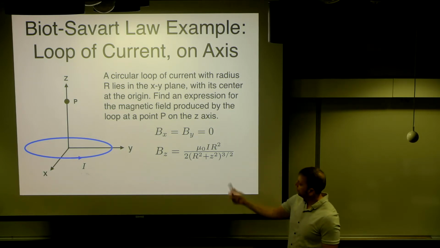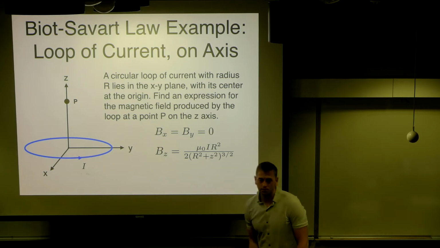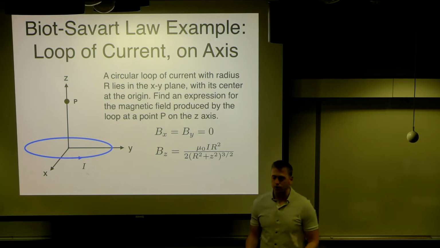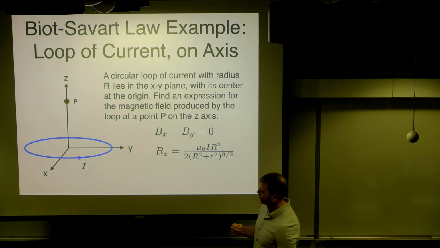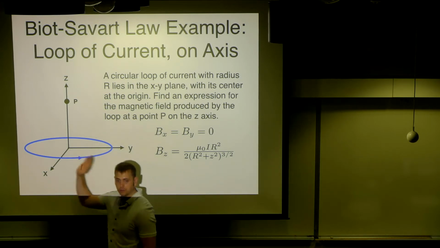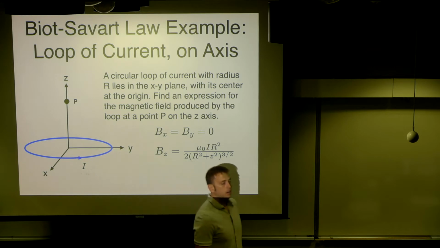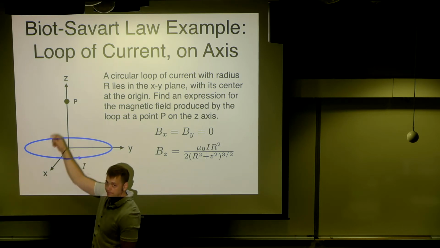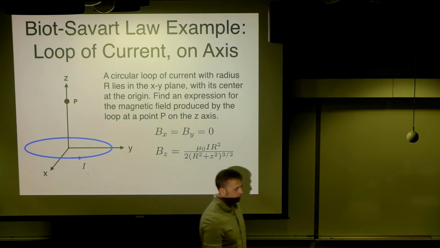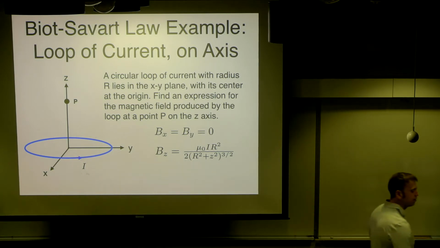Okay? So I want us to take a look at this result in particular and see how it behaves in what's called the far field limit. So what that means is we're just really far away from the loop itself. In other words, our distance from the center of the loop, which we're calling z, is going to be much, much bigger than the radius of the loop, which we're calling r. So we'll see how that expression behaves in that limit.